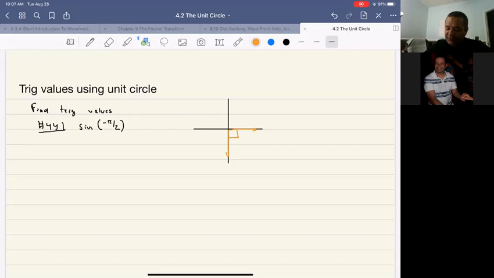Okay. So now we have to ask, what is the point on the unit circle? The point on the unit circle is down here. Okay, so that's going to be 0, negative 1. So the sine of negative pi over 2 is negative 1. Incidentally, the cosine of negative pi over 2 is 0. Okay. Tangent of negative pi over 2, well, that would be y over x. That's undefined here.